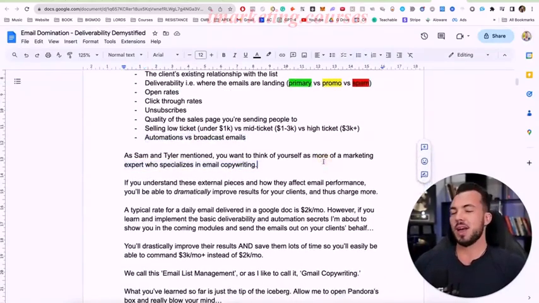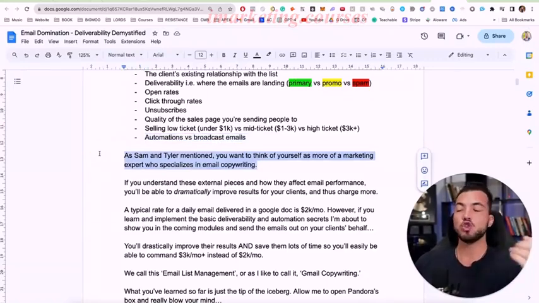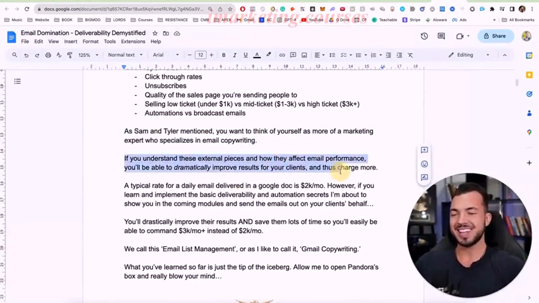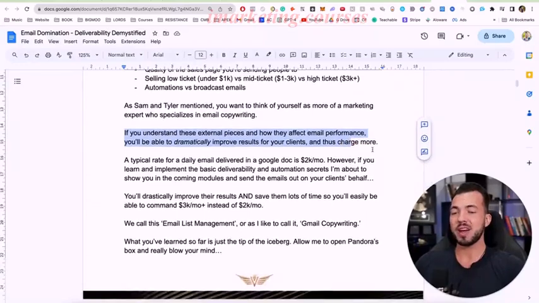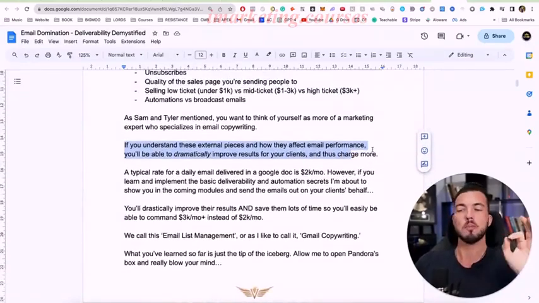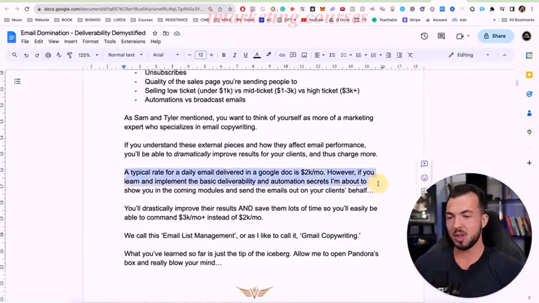So as Siam and Tyler mentioned, you really want to think of yourself more as a marketing expert who specializes in email copywriting. So if you understand these external pieces and how they affect email performance, you'll be able to dramatically improve the results for your client, and thus you can charge more, which is a good place to be. So a typical rate for a daily email delivered in a Google Doc is about $2,000 a month. That's industry standard right now.